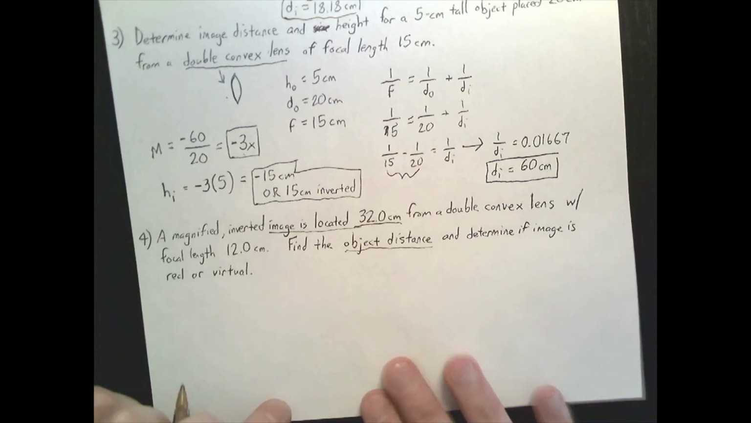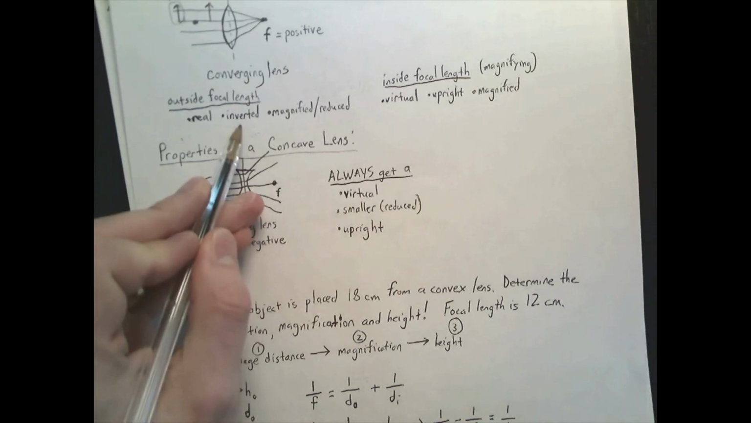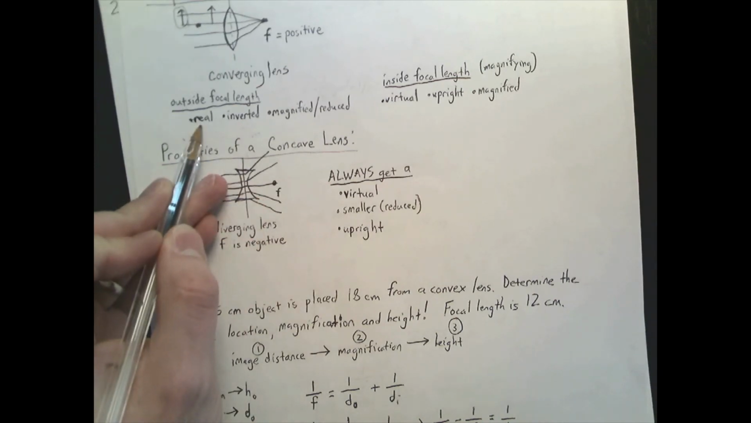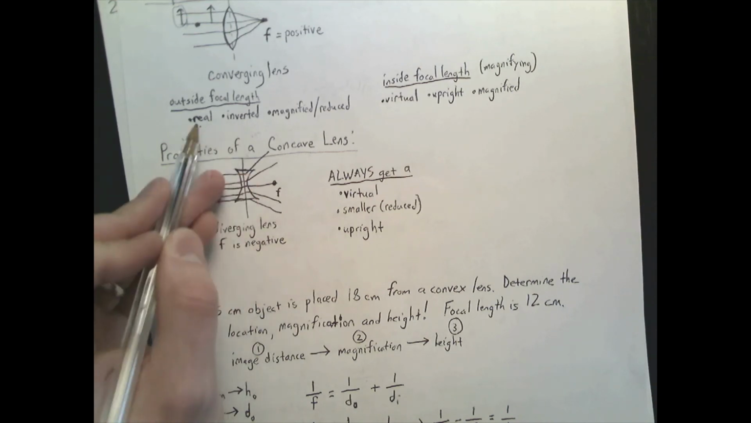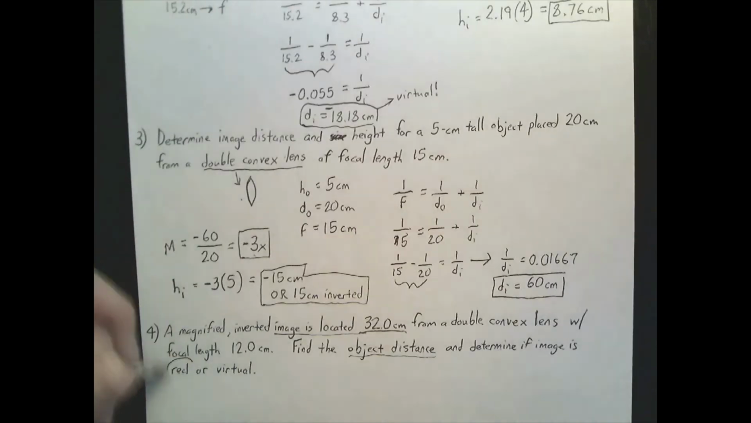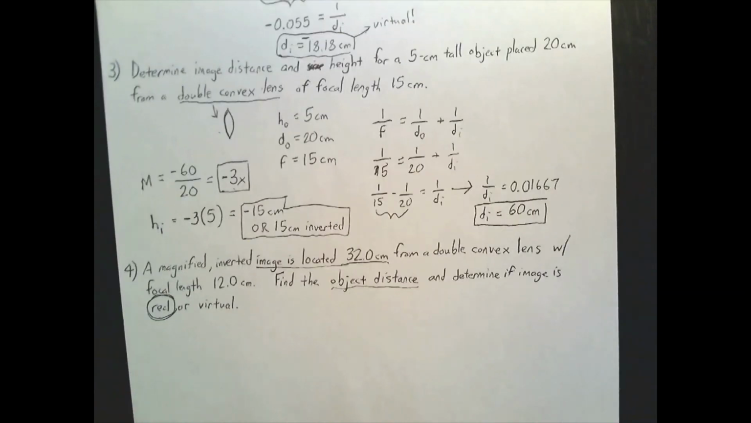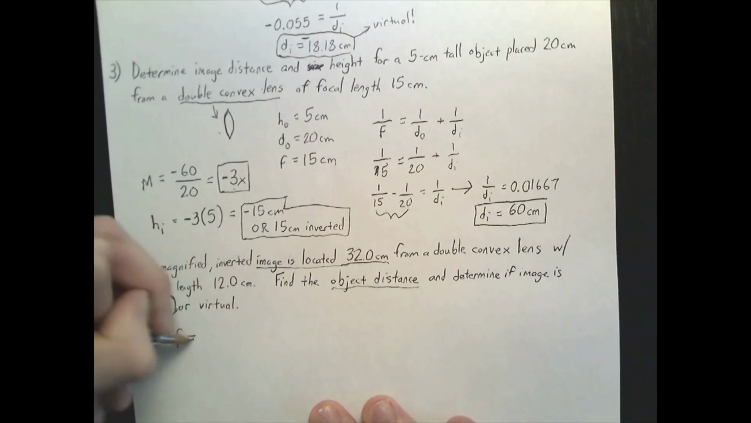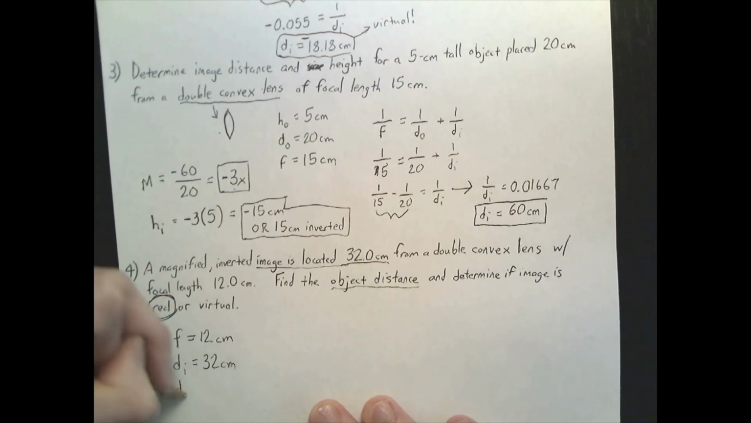So we don't have to do a whole lot of work. We talked before about a convex lens. Let's take a look back at that. If the image is inverted, that means the image is going to be real. So an inverted image from a convex lens necessarily means that the image is real. So we know that the image is definitely real because it's inverted. And we now want to calculate the object distance. So, hey, we know F is 12 centimeters. We know that the image distance is 32 centimeters, and we're trying to find the object distance.